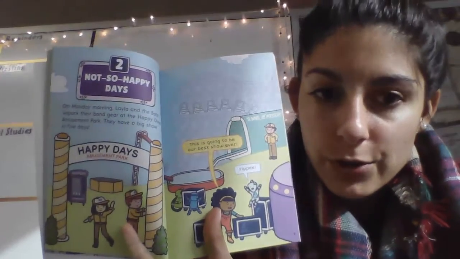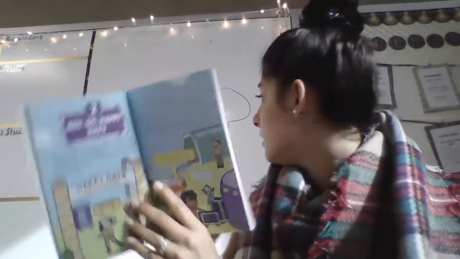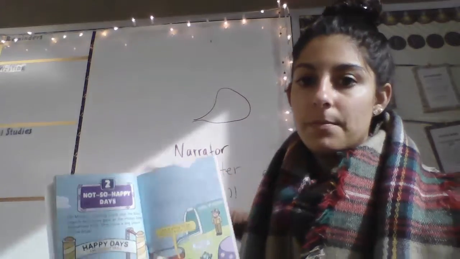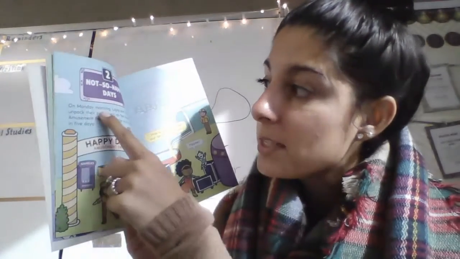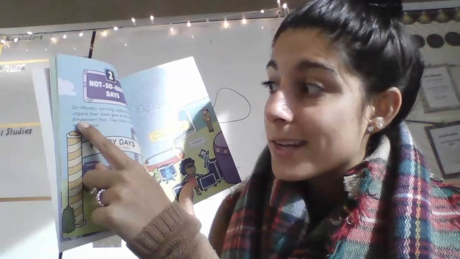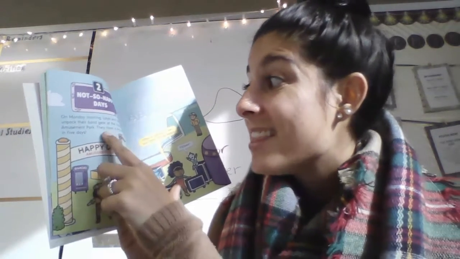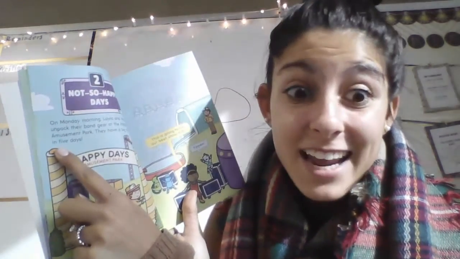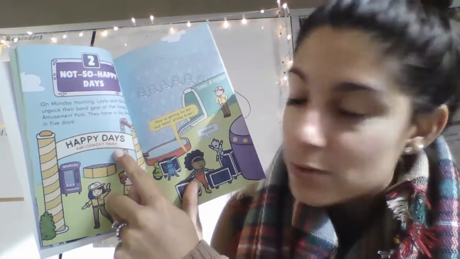The right page. Okay. So for example, here's chapter 2 of this book. Here's just regular talking that I'm going to read like a narrator, because nobody's talking really. It's just telling the story. On Monday morning, Layla and the Bots unpack their band gear at the Happy Days amusement park. They have a big show in 5 days. And then it shows you the picture, Happy Days amusement park.